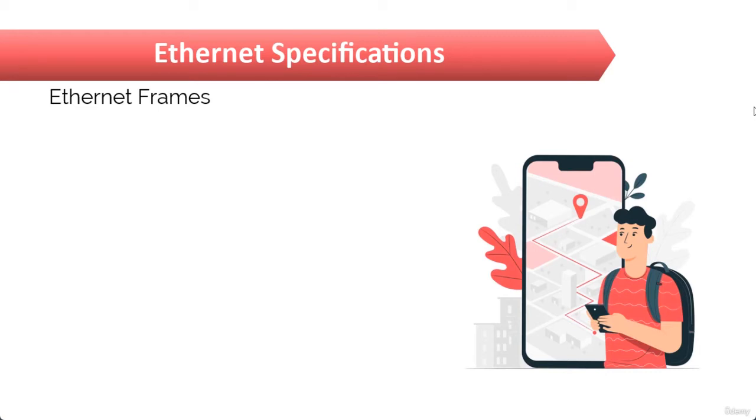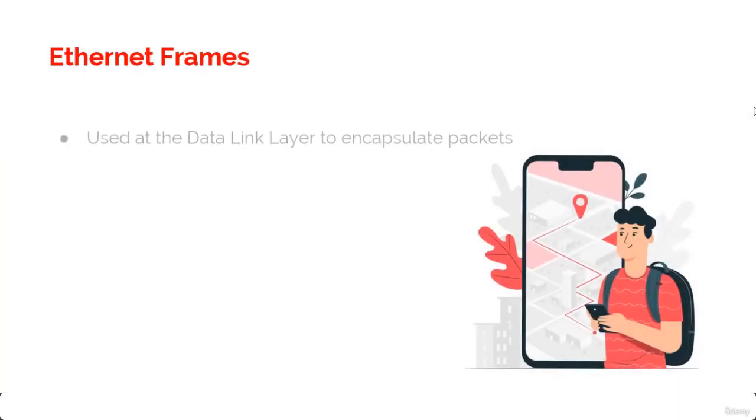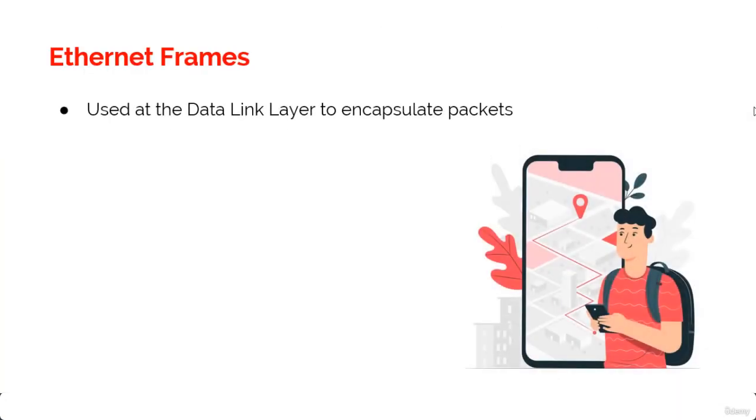Now in this lecture, we will talk about the Ethernet frames. The data link layer is responsible for combining bits into bytes and bytes into frames. Frames are used at the data link layer to encapsulate data handed down from the network layer for transmission on the type of physical media access.